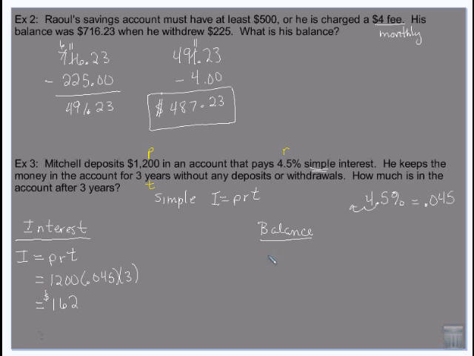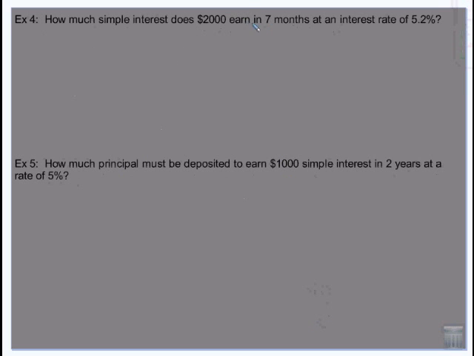Okay, so my balance at the end of the 3 years, if I've done nothing else, is my principal plus my interest. So $1,362. Well, we want to know how much will $2,000 earn in 7 months. But remember I told you T has to be years. So in order to do this, we have to convert 7 months into years.